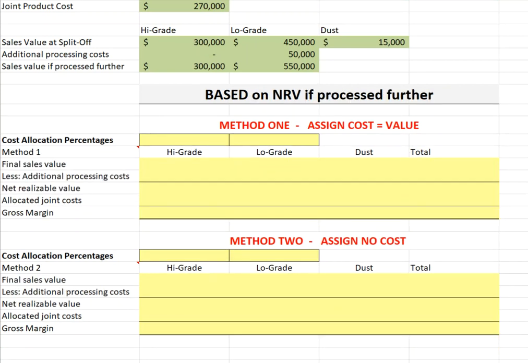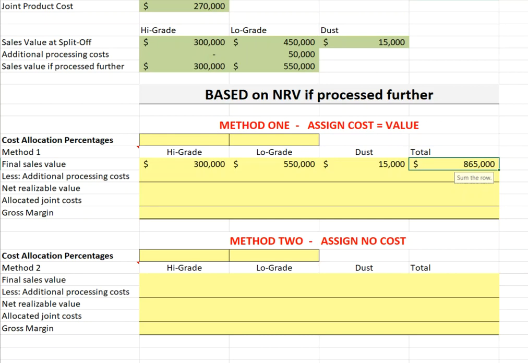Now we're going to walk through essentially the same process, but rather than using our relative sales values at split-off, we'll use the net realizable value if processed further. Let's begin by picking up the final sales value for the high-grade coal, $300,000. We haven't processed it further. The low-grade coal will now be worth $550,000. This coal dust is still $15,000 for a total of $865,000.